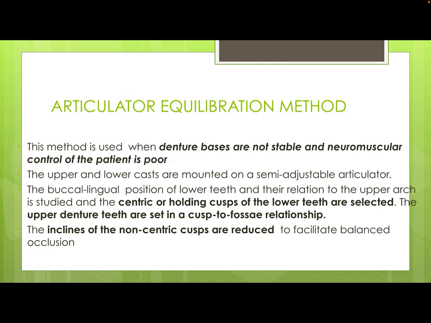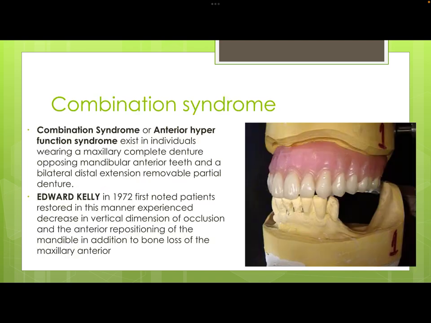This method is used when the denture bases are not stable and the neuromuscular control of the patient is very poor. The upper and the lower cast in these cases are mounted on a semi-adjustable articulator. The buccolingual position of the lower teeth and their relation to the upper arch is studied, and the centric or holding cusps of the lower teeth are selected. The upper denture teeth are set in a cusp to fossa relationship. The inclines of the non-centric cusps are reduced to facilitate a balanced occlusion.